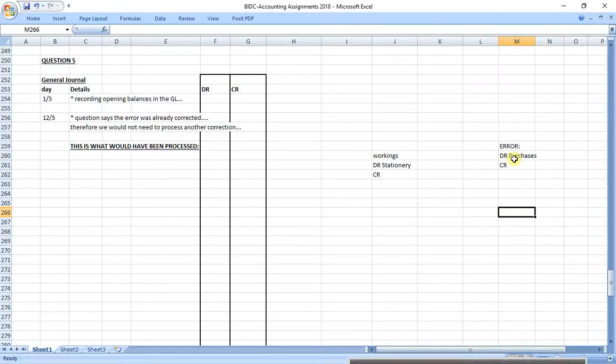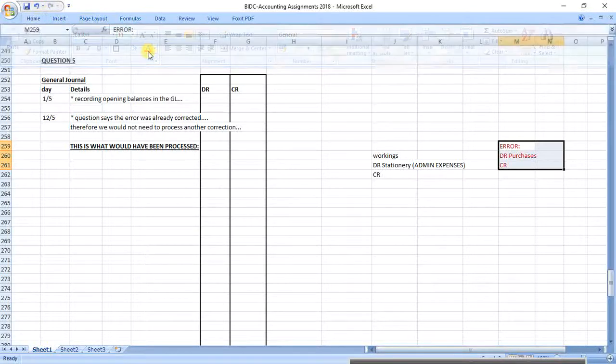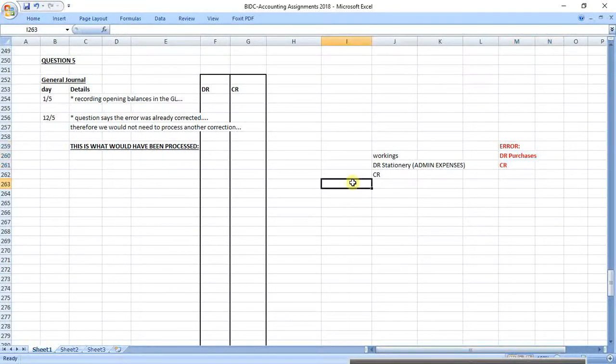What else? Rather than the debit side of the administration expense account. So this should have been called admin, because that's what they're saying, admin expenses. That's what they're saying we should have done. Alright, so what did we do wrong? We did this. That's what we did. Okay, how did we pay for this? How did we buy it?